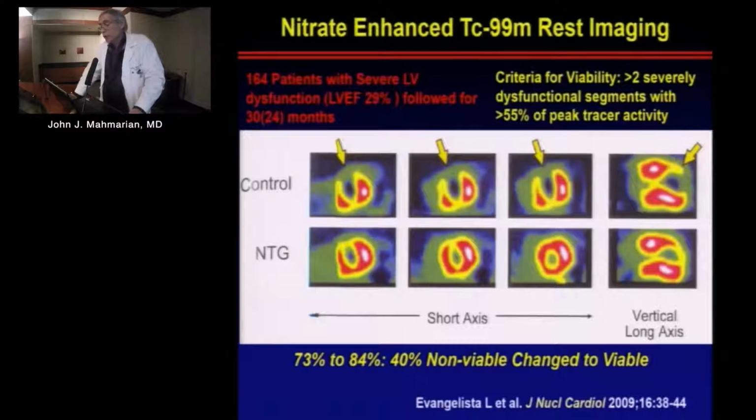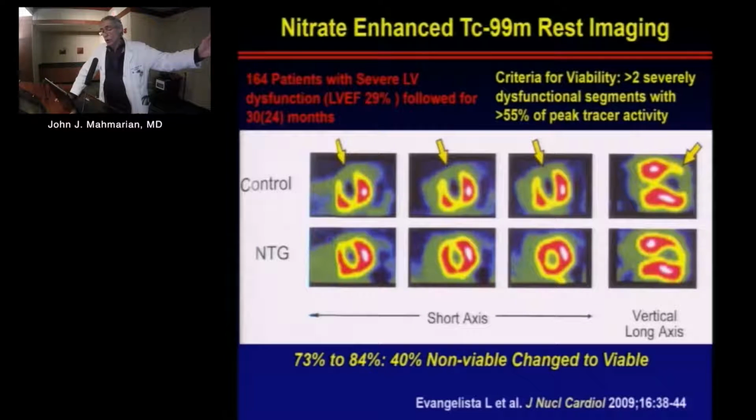This is looking at nitrate-enhanced rest imaging with thallium, with technetium. And so here you can see in this study, this is just showing a control patient and one who received nitrates. You can see how much improved the images are in terms of the counts compared to the control, as compared to when the patient received nitrates.